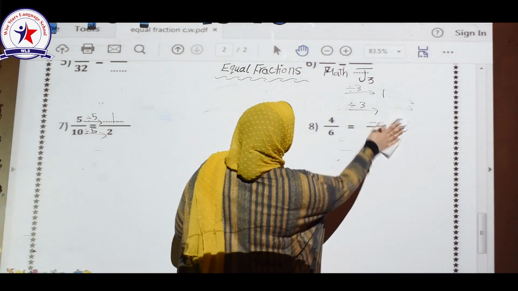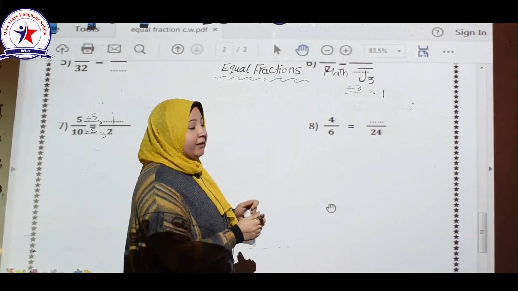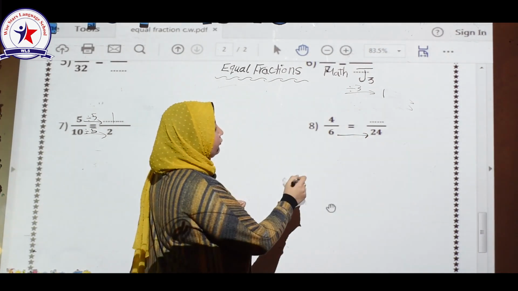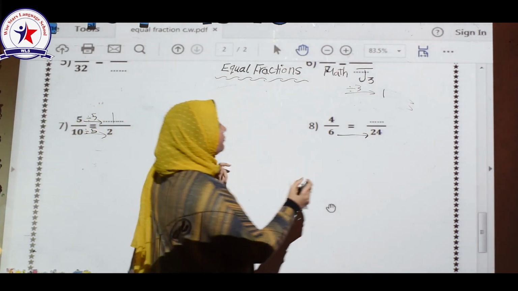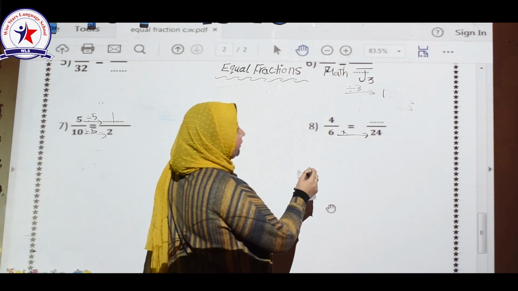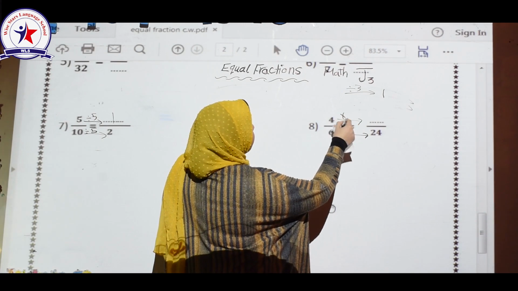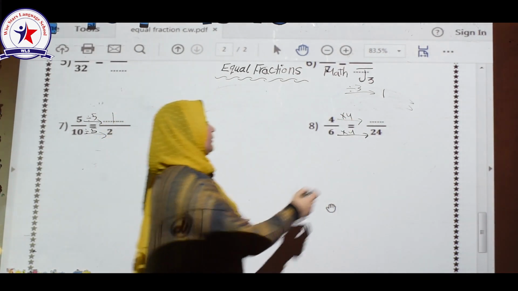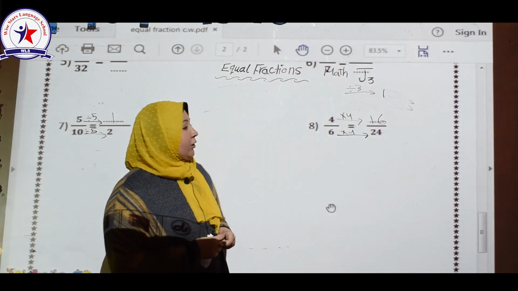The last one, number 8. The first step, draw an arrow between the two numbers opposite, 6 and 24. 6 is the smallest. So the arrow goes from the smallest to the greatest, put times. 6 times what equals 24? 6 times 4. So draw the same arrow up and put times 4. 4 times 4 equals 16. Now 4 over 6 equals 16 over 24.